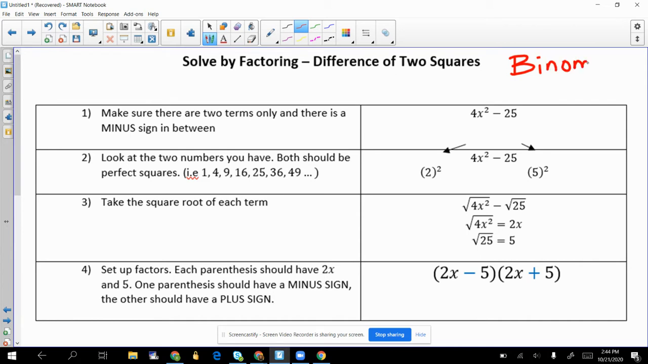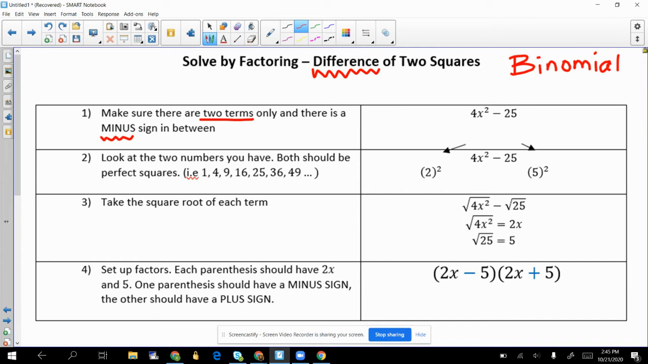Okay, so in the last video, we were dealing with trinomials, meaning there were three terms. In the video before that, we were dealing with polynomials, meaning there were four terms. Okay, poly just meaning more, many. And now we're dealing with binomials, meaning two. Okay, so two terms. And there must be a minus sign because minus is where this difference comes from. Okay, difference of two squares. So this is an example, 4x squared minus 25.